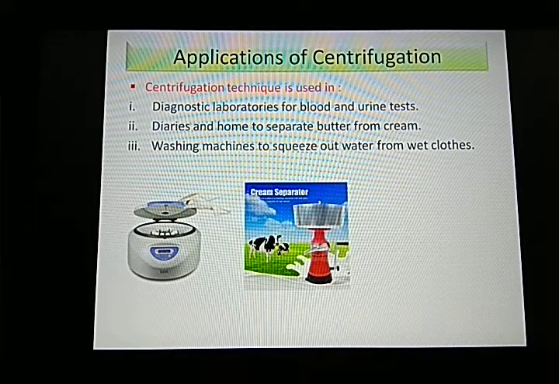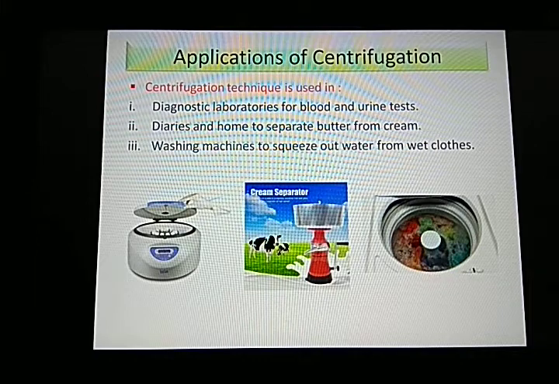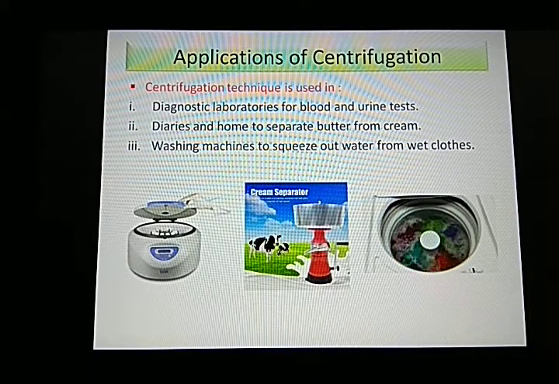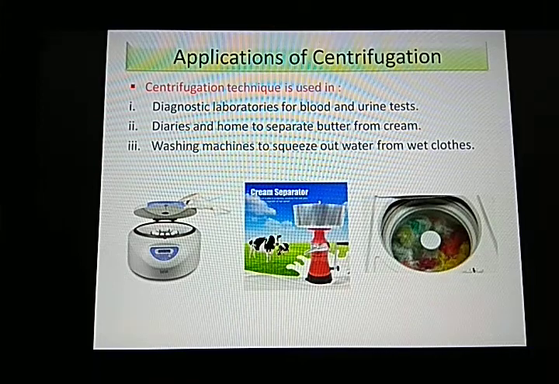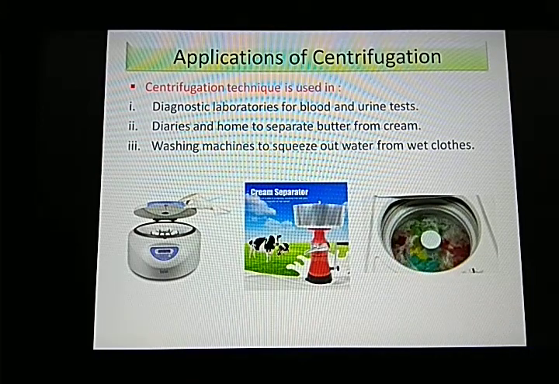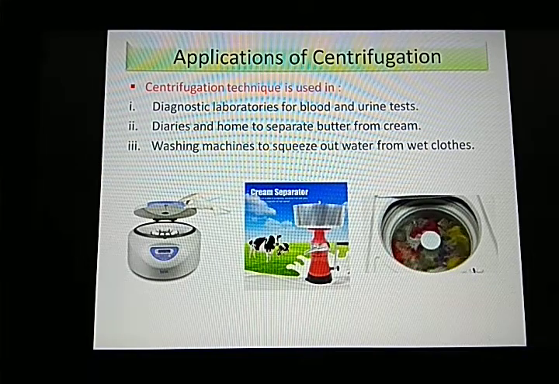They have to squeeze out the water from the wet clothes. As you can see here, I put some clothes in the washing machine and it is spinning very rapidly. Now this process is nothing but centrifugal motion, or centrifugal force being applied. It is rotating very rapidly, and as a result the dirt and the water are squeezed out from the clothes. So you are quite familiar with this washing machine, how it works and how it spins rapidly.